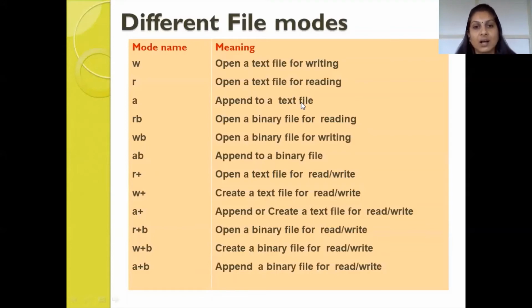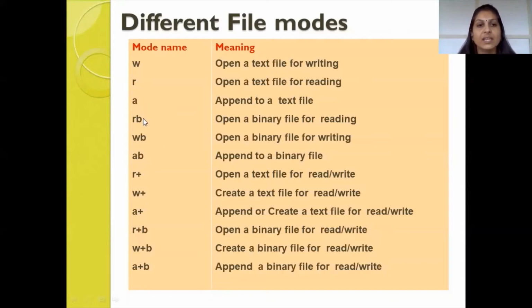If we again open that file with W mode, then ABC is overwritten. So when you want to add data to an existing file, you have to open it in A mode to append to the text file.